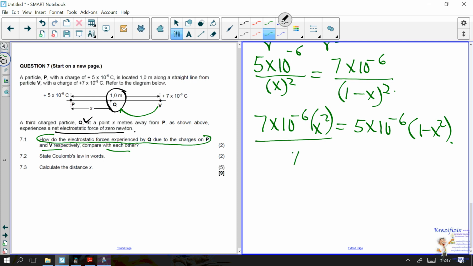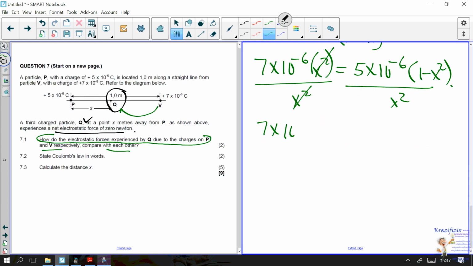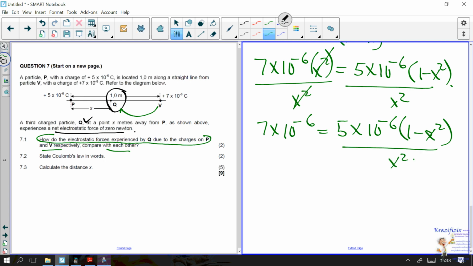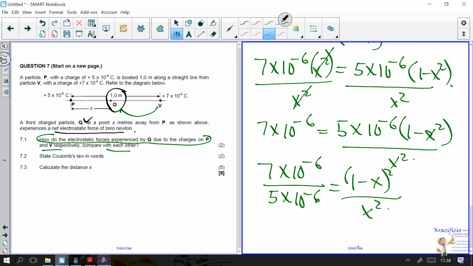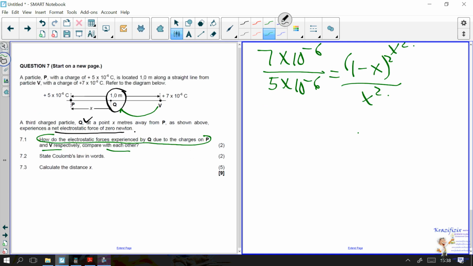All right, let's divide both sides by X squared. This would cancel that. 7 times 10 to the power negative 6 equals 5 times 10 to the power negative 6, 1 minus X squared over X squared. Can I divide both sides by 5 times 10 to the power negative 6 again? I'm going to have 7 times 10 to the power negative 6 over 5 times 10 to the power negative 6 equals 1 minus X squared over X squared. Now mathematically, under indices, if I have a squared over b squared, I can simply write it as a over b, squared. So I'm going to use that method here.